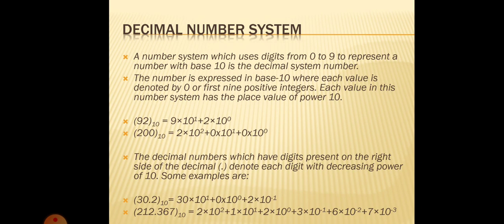Then the second example is 212.367 to the base 10. It will be represented in polynomial form like 2 into 10 raised to the power 2 plus second digit, that is 1 into 10 raised to the power 1. Then third digit 2 into 10 raised to the power 0 plus 3. 3 is the digit after the decimal point, so it will have a negative power. So it is written as 3 into 10 raised to the power minus 1 plus 6 into 10 raised to the power minus 2 plus 7 into 10 raised to the power minus 3.